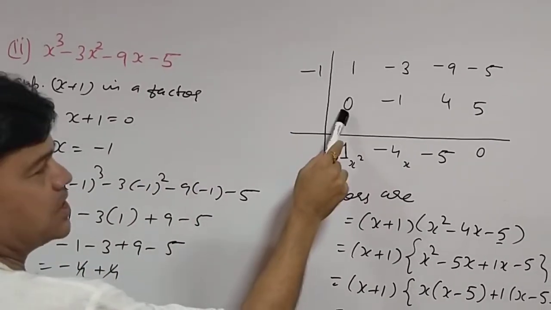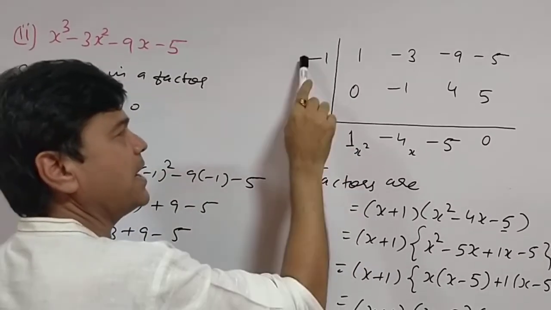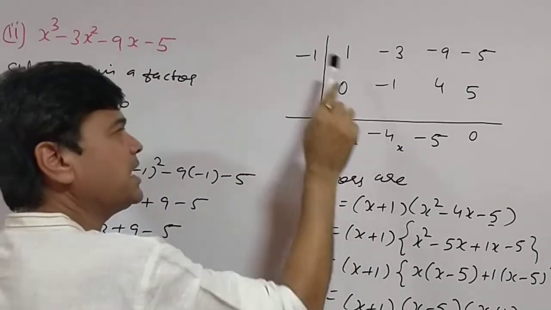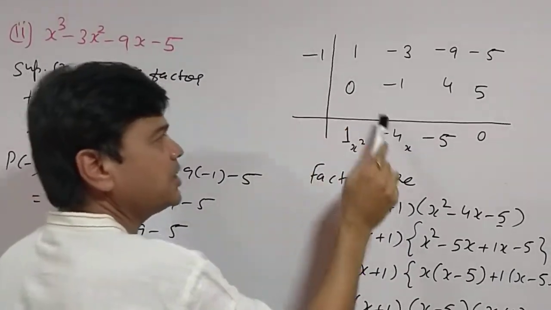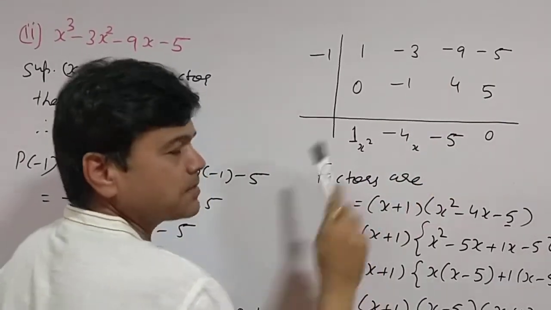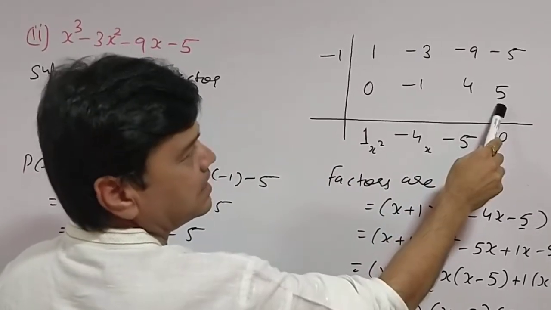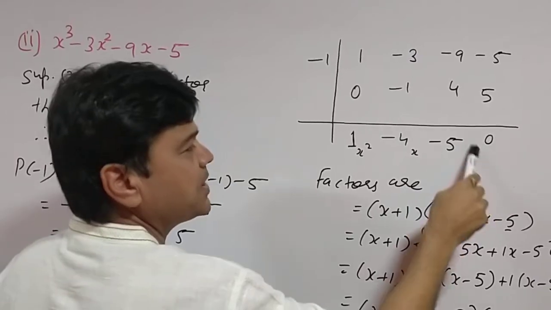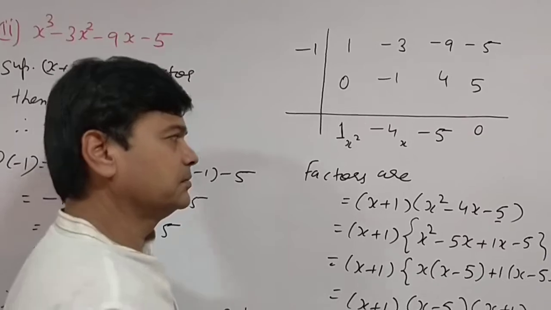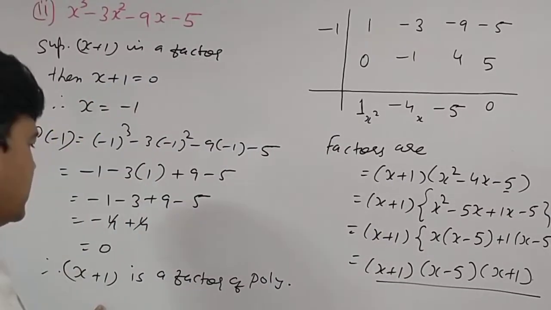Here you have to write 0. Now 1 plus 0, 1. 1 into minus 1, so minus 1. Minus 3 minus 1 is minus 4. Again multiply: minus 1 into minus 4 is plus 4. Minus 9 plus 4 is minus 5. Minus 1 into minus 5 is plus 5. Minus 5 plus 5 is 0. Here it must be 0. Otherwise, if this is not 0, then your sum is wrong. So here x plus 1 is a factor.